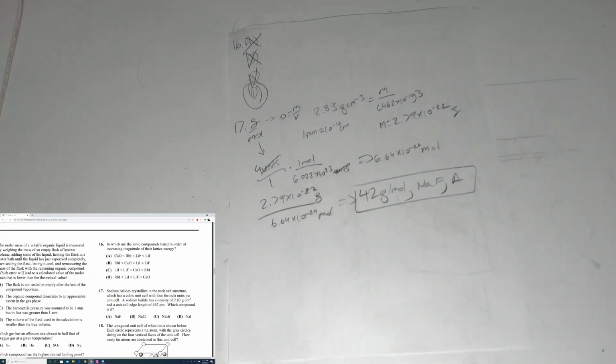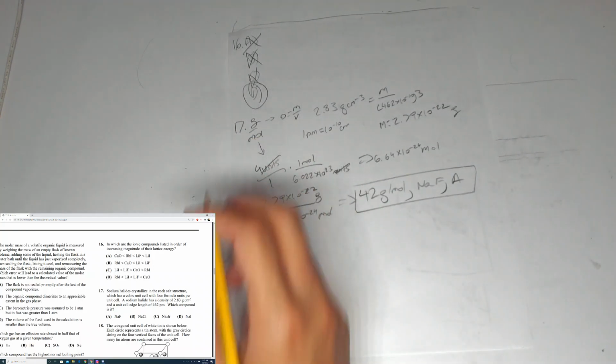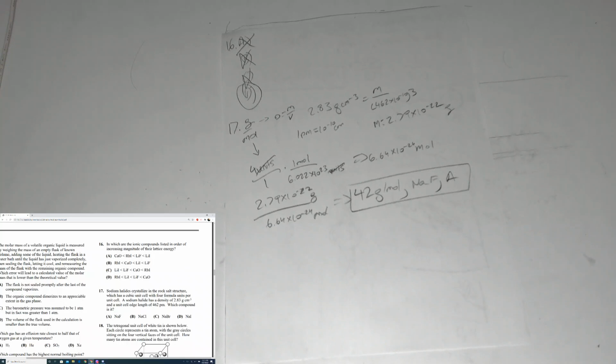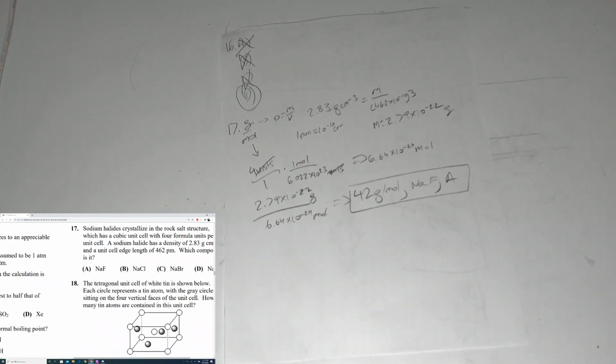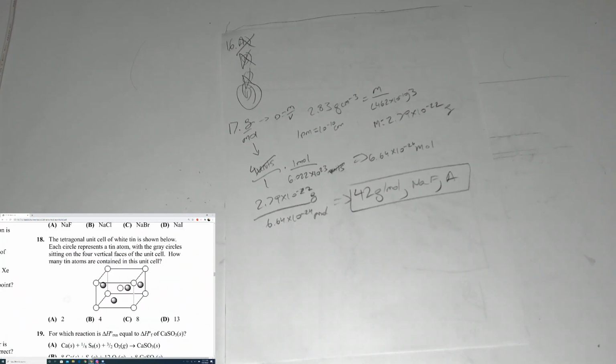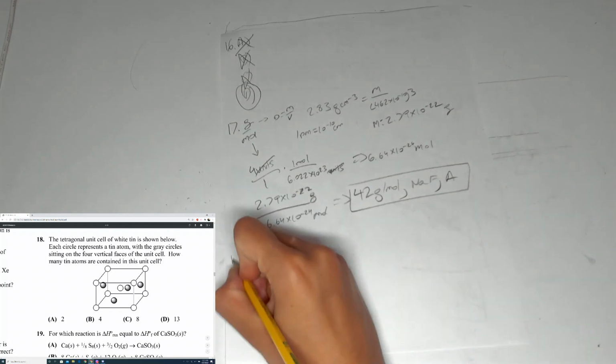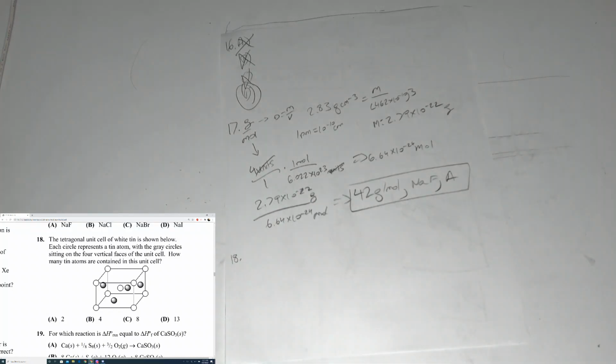This is a fun problem. So moving on, we'll go to an easier unit cell problem. The tetragonal unit cell of white tin is shown below. Each circle represents a tin atom, with the gray circles sitting on the 4 vertical faces of the unit cell. How many tin atoms are contained in this unit cell?